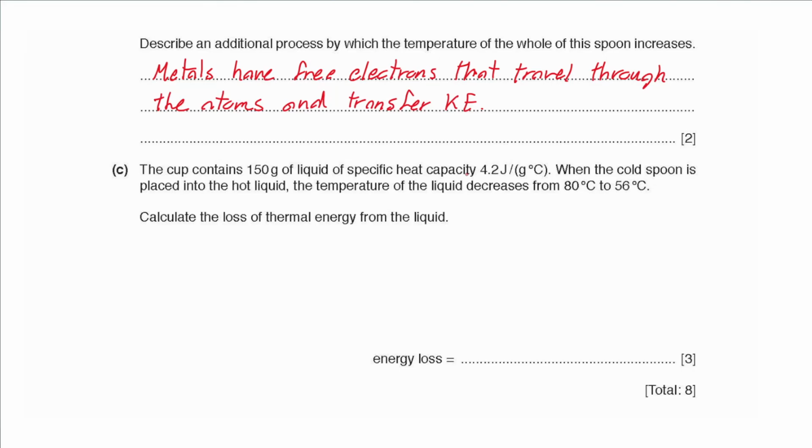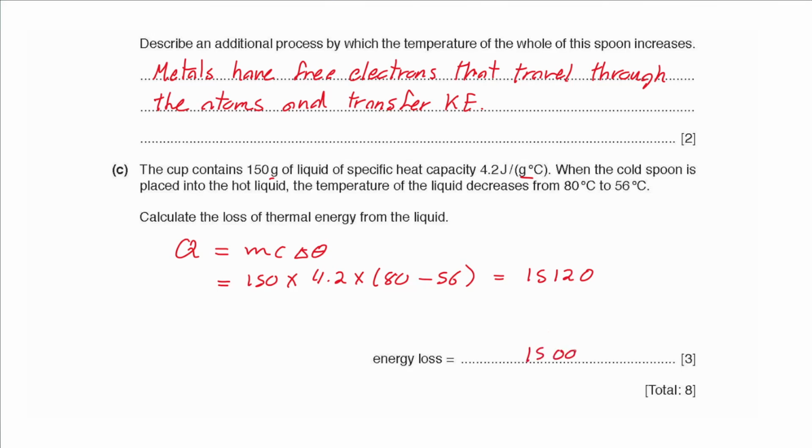Part (c) says the cup contains 150 grams of liquid of specific heat capacity 4.2 joules per gram degrees Celsius. The unit for the mass and the specific heat capacity for mass is grams, so we do not need to convert. When the cold spoon is placed into the hot liquid, the temperature of the liquid decreases from 80 to 56 degrees Celsius. Calculate the loss of thermal energy from the liquid. We can use the equation Q equals mc delta theta, and the energy is equal to the mass 150 multiplied by c 4.2, and then delta theta, the difference between 80 and 56. That gives an answer of 15,120. We can approximate that to 15,000 joules.